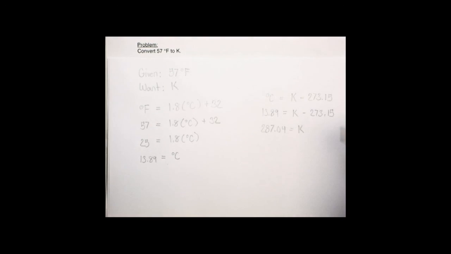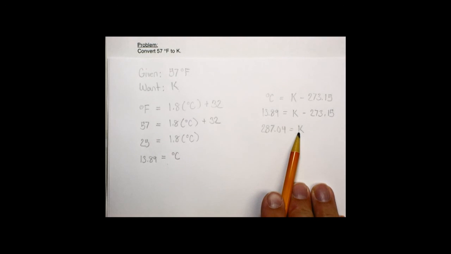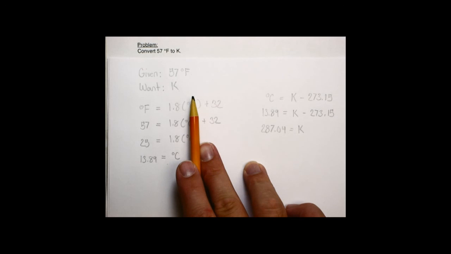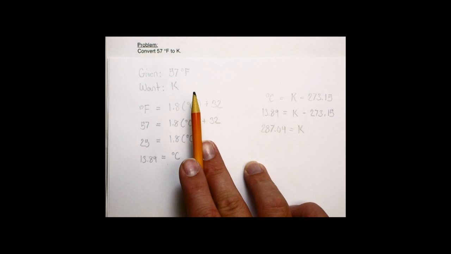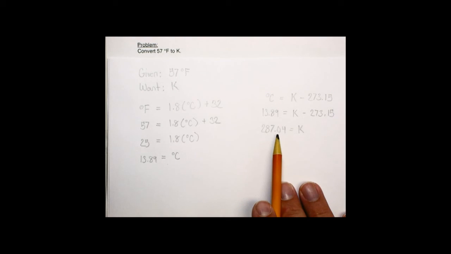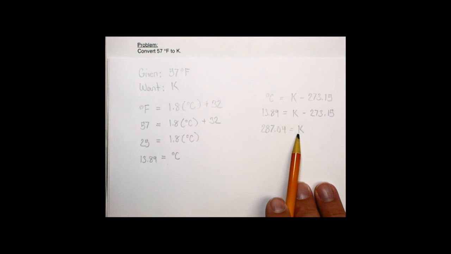So now I have a temperature in Kelvin, which is what I'm looking for. So 57 degrees Fahrenheit must be the same as 287.04 Kelvin.